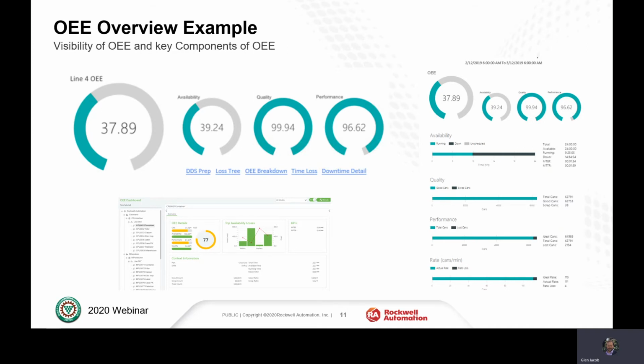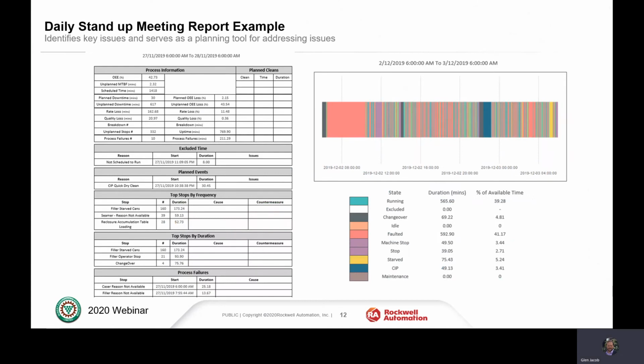Here's what we do. We also provide more of a snapshot of, generally, a 24-hour period. Sometimes it's called a daily stand-up report, and it'll take key elements of data that's available through different reports, but bring it into almost a one-pager so that you've got key reasons on how the line ran, what issues it had the previous day, what were the top ones by frequency, what were top ones by time, etc.